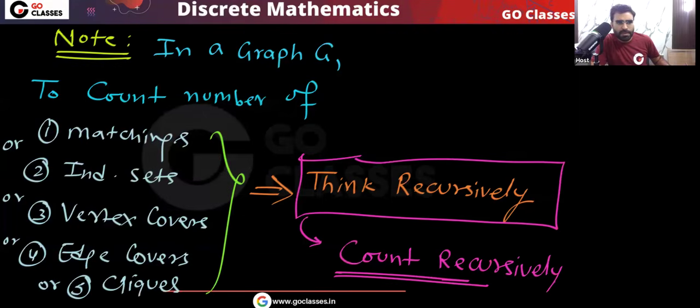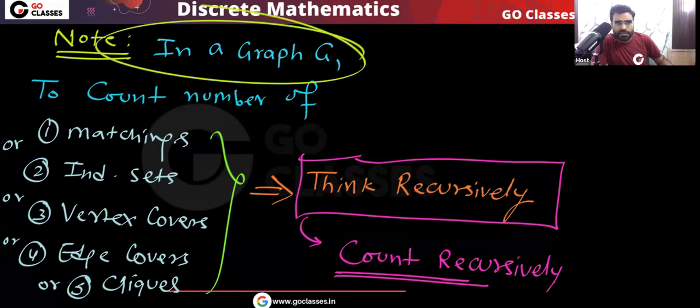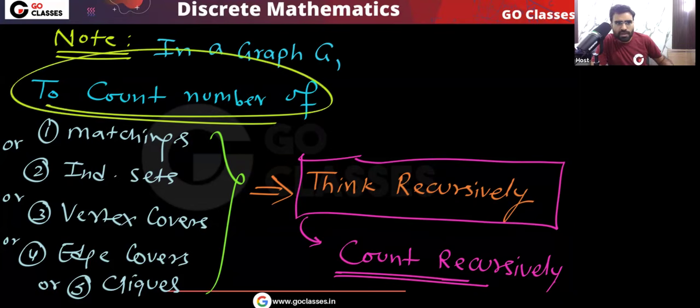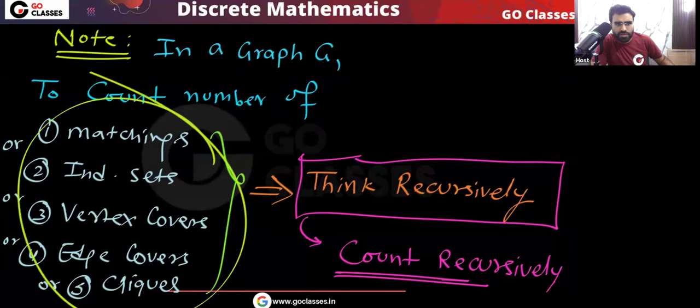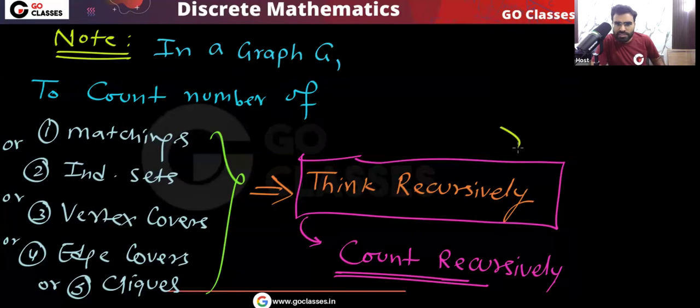Remember I told you in the previous lecture that in any graph, to count the number of matchings, perfect matchings, vertex covers, independent sets, maximal matchings, maximum independent sets, cliques, or edge covers, you just think recursively. Very simple. In any graph, if they ask you to find the number of matchings, independent sets, vertex covers, edge covers, or cliques, then always think recursively, meaning count recursively.